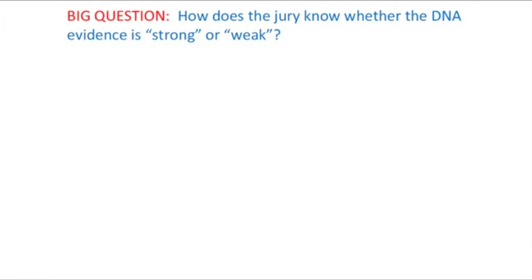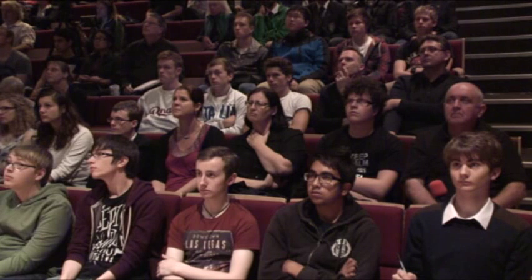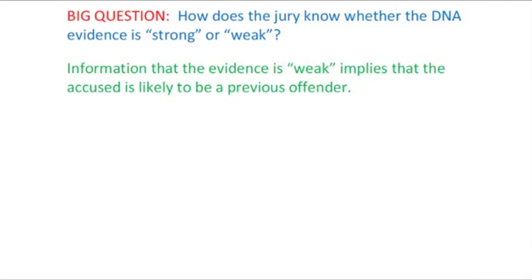Well, straight away we have a big question, and that is, how does the jury know whether the DNA evidence is strong or weak? If I were on a jury, that's the first thing I'd want to know. But it's not clear that the judge could give that information. The information that the evidence is weak, that is found by a trawl of the database, would imply that the accused is almost certainly a previous offender, because only the DNA of people who've been arrested for a crime gets stored on the national database.